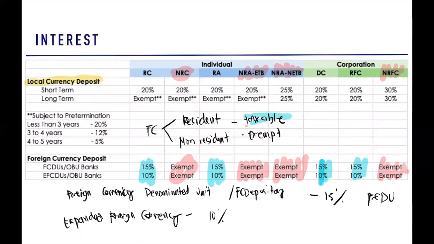Okay? So, be careful whether it is expanded foreign currency deposit system or FCDU only. So, be careful if it's EFCDU or FCDU. Okay, so 15% or 10%. So let's have an example.